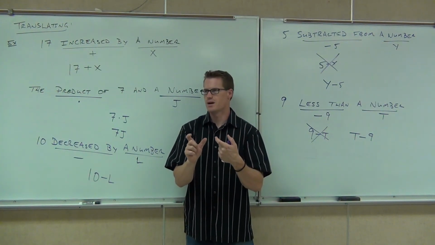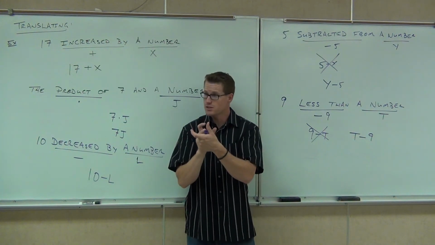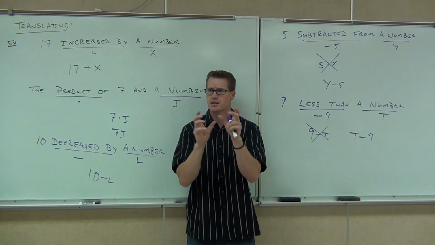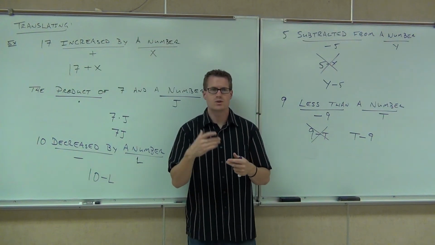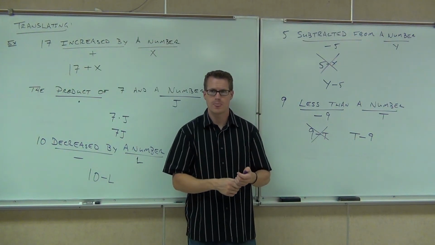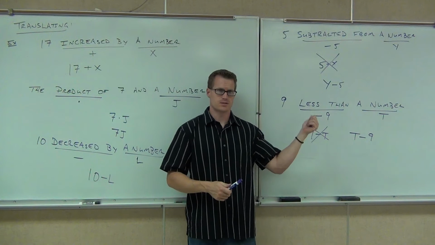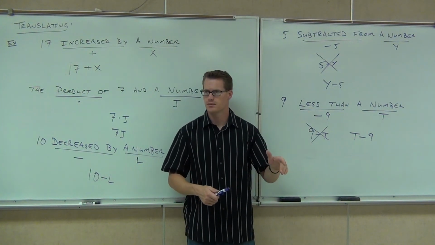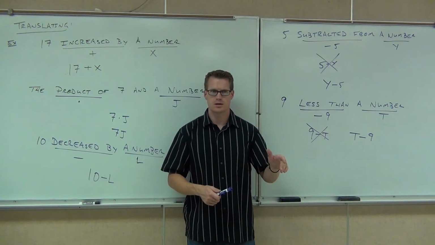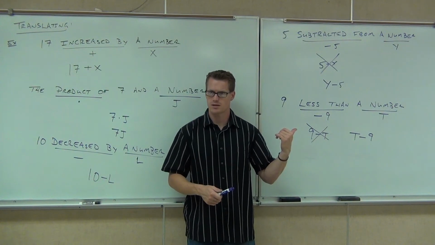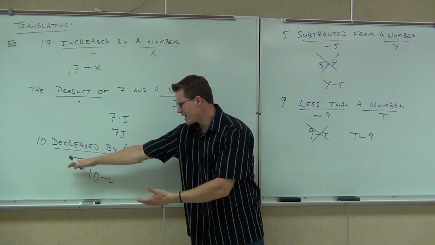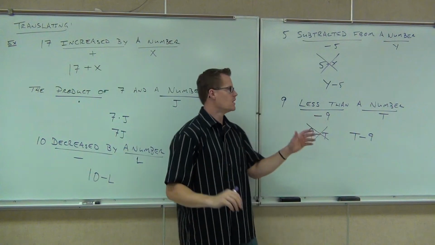The products don't really matter because it doesn't matter how you multiply. The division does, but quotient is in the proper order. The ones that really mess people up are subtracted from and less than. Those are the ones that get people all the time. Glad you're okay with that. So are you going to watch out for subtracted from and less than? Everything else is okay. Decreased by, right in that order. That's fine.